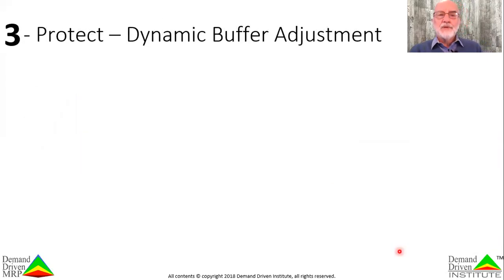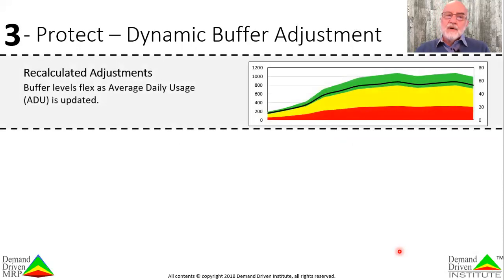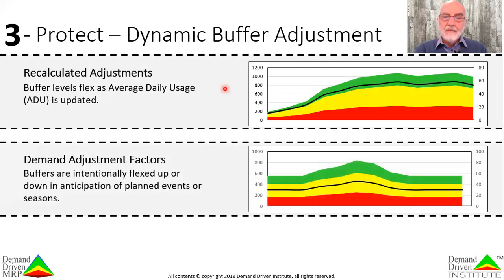Number three is protect. We need dynamic buffer adjustment. So what happens, and you don't have to do anything, this is totally automatic, as things like the average daily usage change, and you can see here on the right-hand side, this is the ADU, it's gone from about 10 up to about 50 over a period of time. You can see how the buffer has expanded automatically. There was a little drop off on demand here and it fell back a little bit, then it climbed up again and currently it's dropping down again. So this is just totally automatic. You don't have to do anything about it.